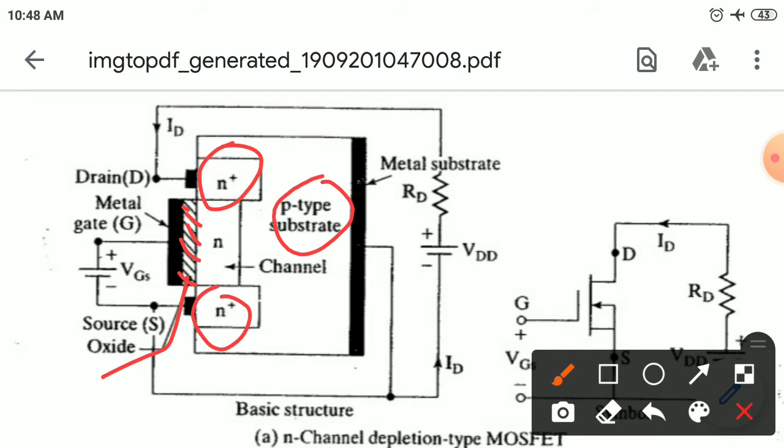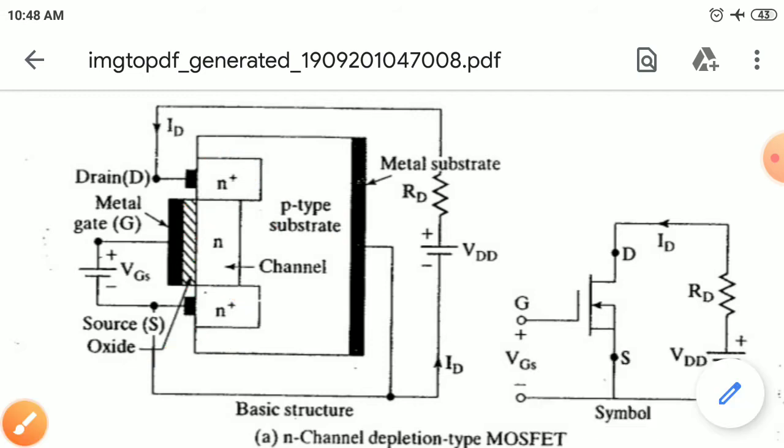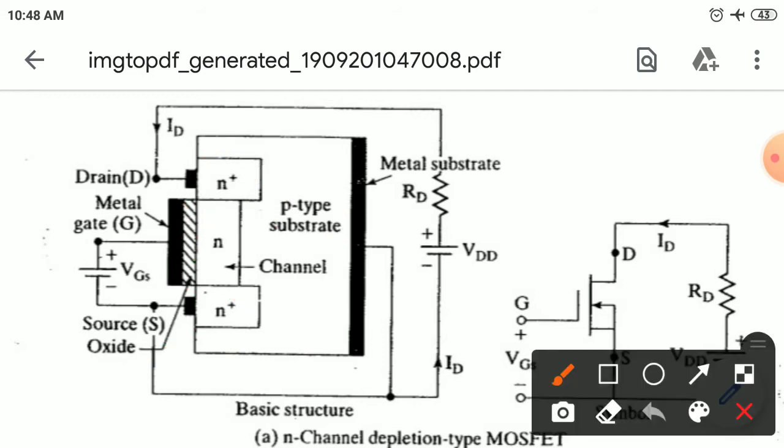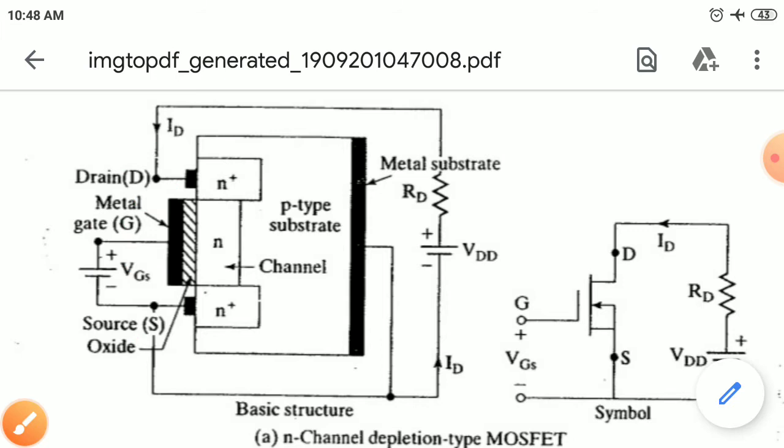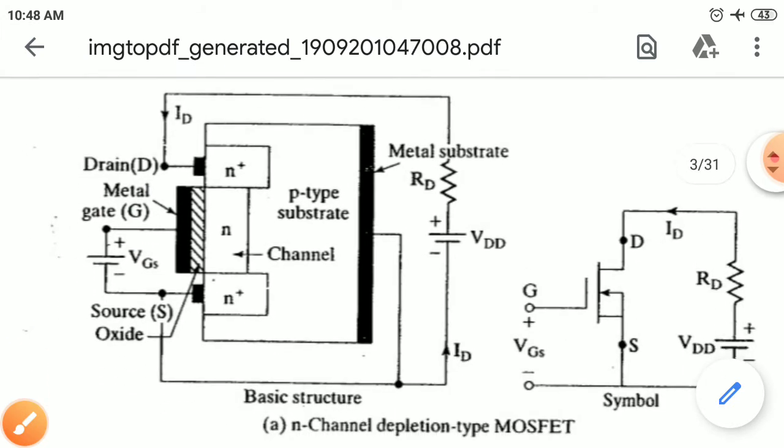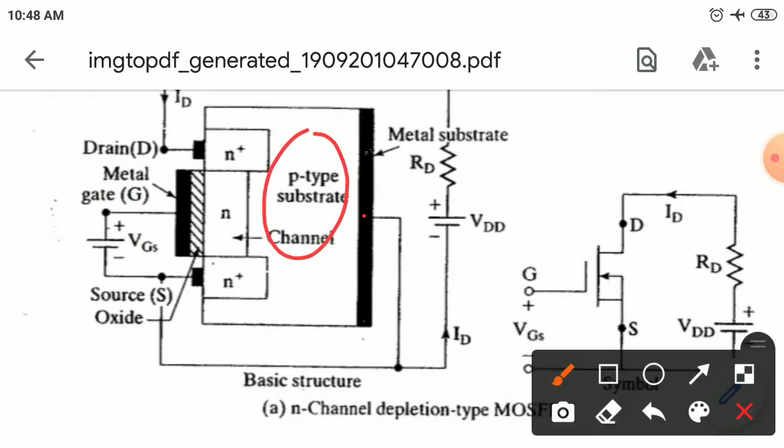Okay, so the three terminals of this MOSFET are called the gate, drain and source. This is the drain, this is the source, and this is the gate. These are the three terminals of the MOSFET. The substrate is normally connected to the source. You can just see this is the p substrate, which is normally always connected to the source.